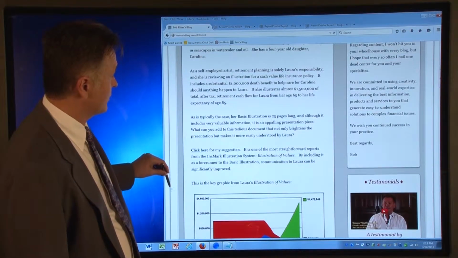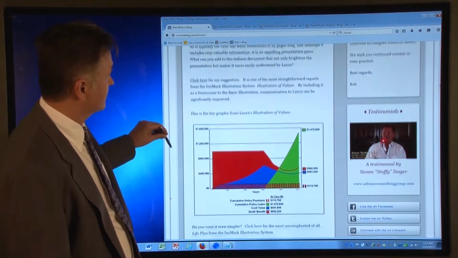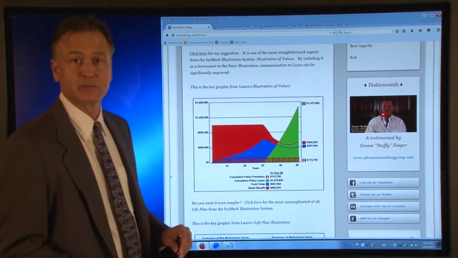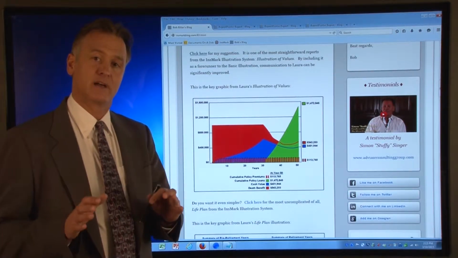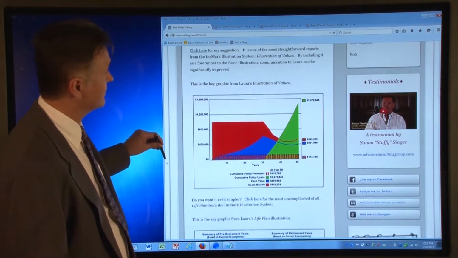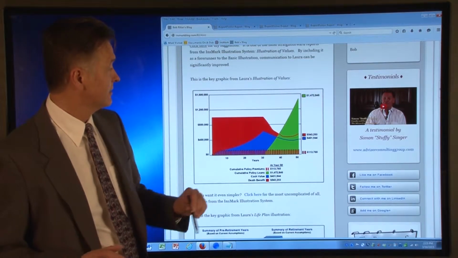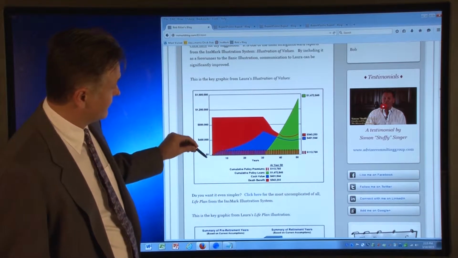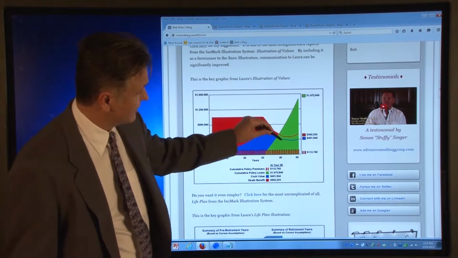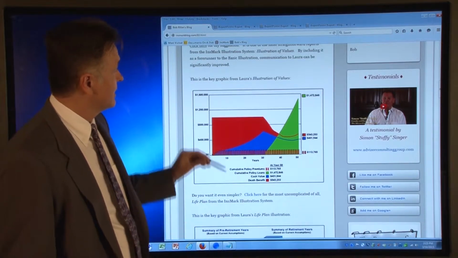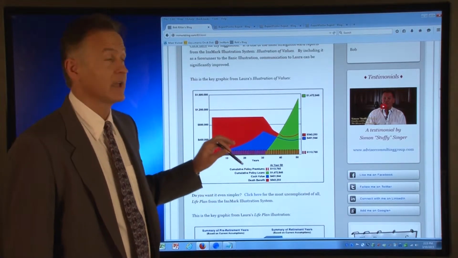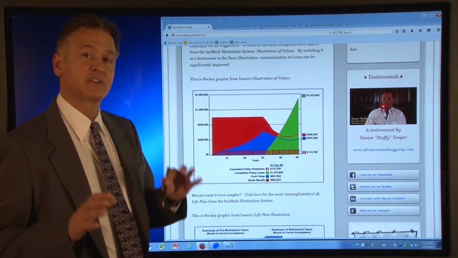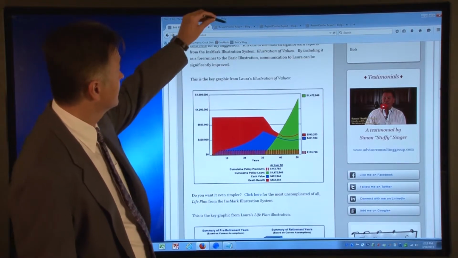The first thing we want to show is our most basic illustration presentation, which is called Illustration of Values. And here you can see the graph from Illustration of Values. You can see there's a cumulative 5-pay premium. Here's the death benefit starting at $1 million. You have your cash value and then your retirement income. Now I'm going to move away from the blog and go over to the Illustration of Values presentation so you can see this a little more closely.